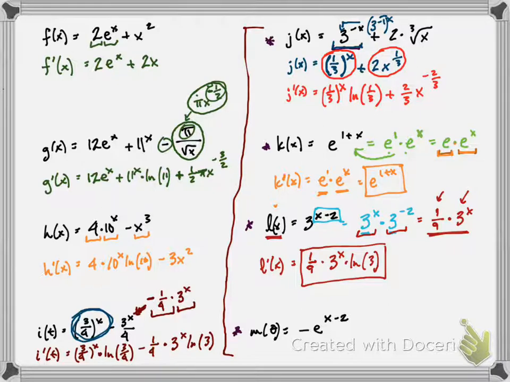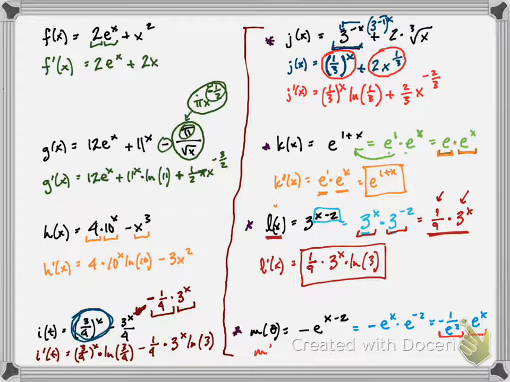Let's try one more. M of theta. Well, if m of theta is negative e to the x minus 2, again, I'm going to manipulate. I'm going to write this as negative e to the x times e to the negative 2, which we could call negative 1 over e squared times e to the x. All right. Again, negative 1 over e squared is a constant. e to the x is a function.